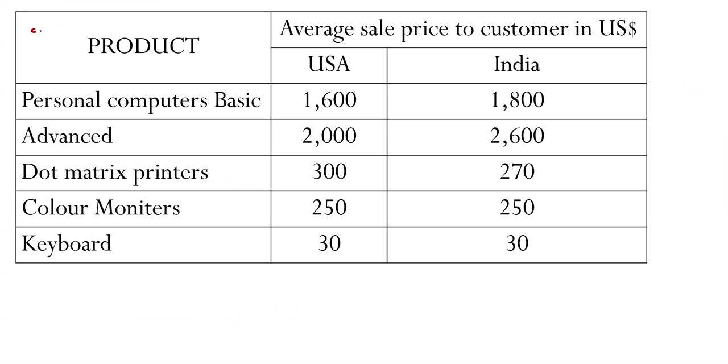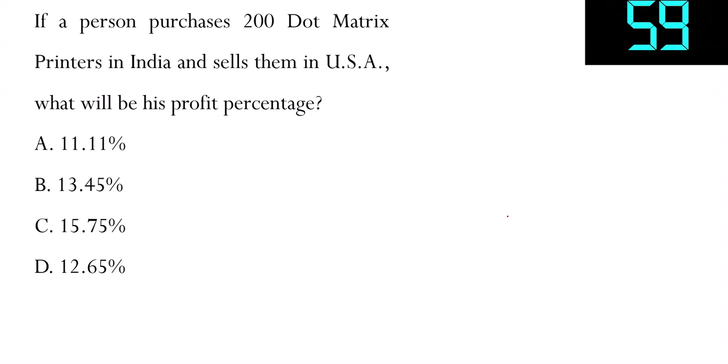Now data interpretation, table related, okay. So personal computers, advanced dot matrix, they have given a lot of stuff, USA and India, a lot of things. Now we'll see the question, what they're asking. If a person purchases 200 dot matrix printers in India and sells them in the US.